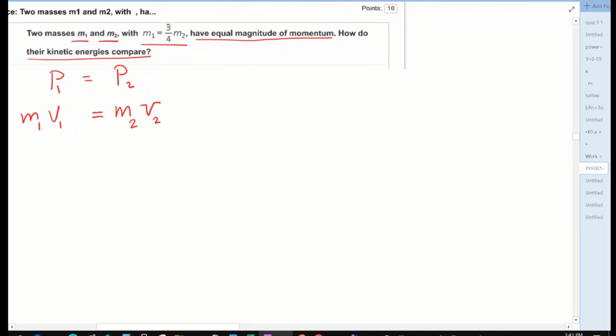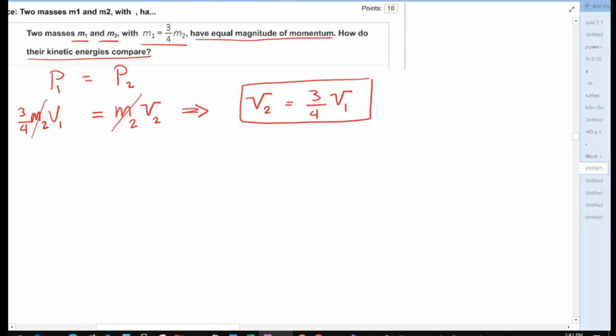Okay, he said they are equal. But the mass M1 equals 3/4 mass M2. So from this equation, I can remove M2 with M2. So I get a new relation that V2 equals 3/4 times V1. So this is the relation between the velocities. Do you understand this point? So I equate the momentum. Momentum equals momentum. So mass times velocity equals mass times velocity. And then there is a relation between mass, so I got the relation between velocities.